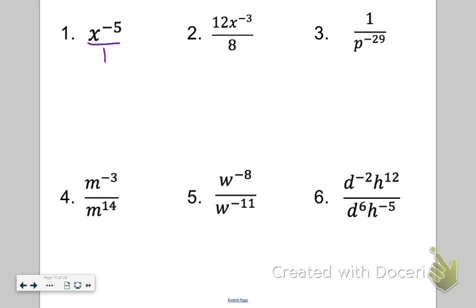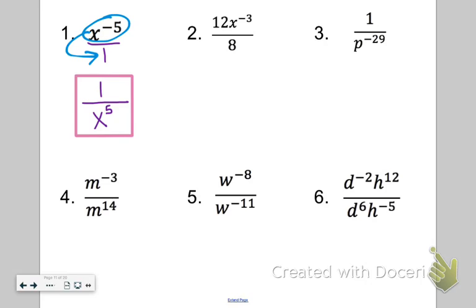Now we can see that x to the negative fifth is really in the numerator, so we need to move it to the denominator in order for it to become positive. So we move it to the denominator, it becomes x to the positive fifth power. Now since everything left the numerator, we do need a 1 as a placeholder. But that's it.